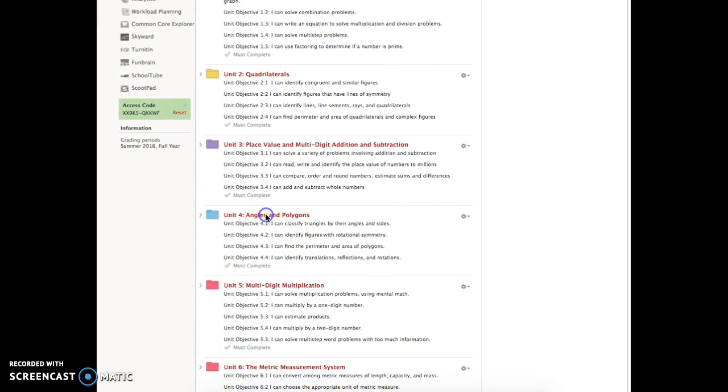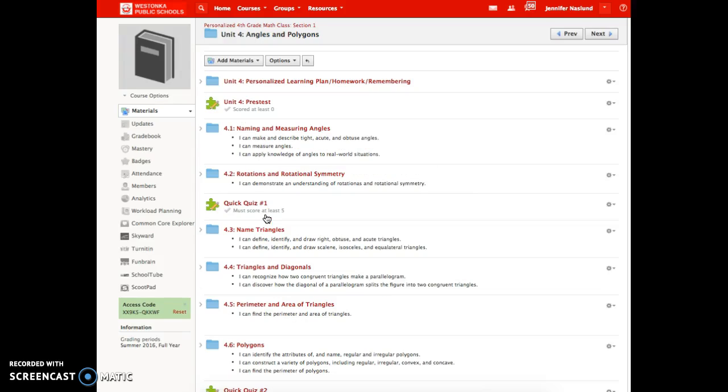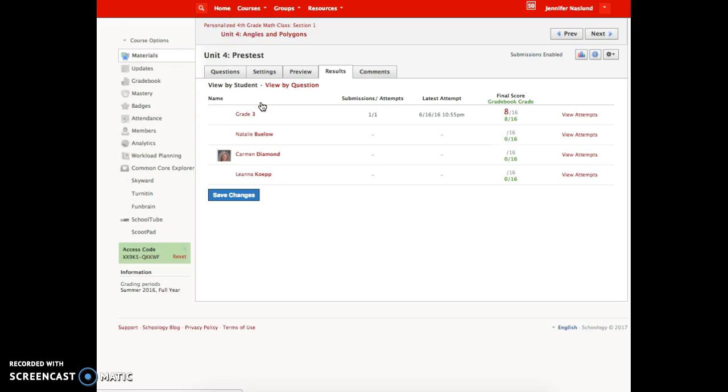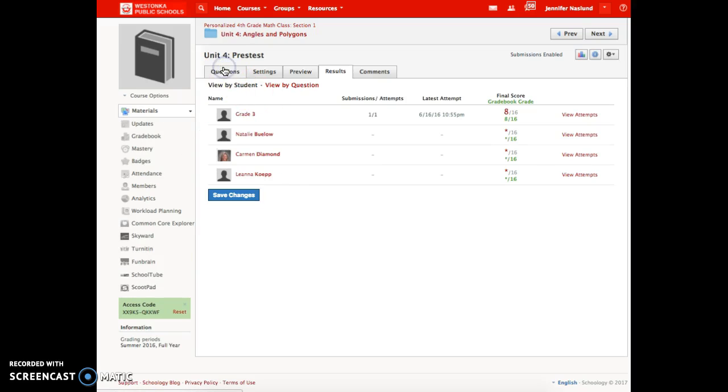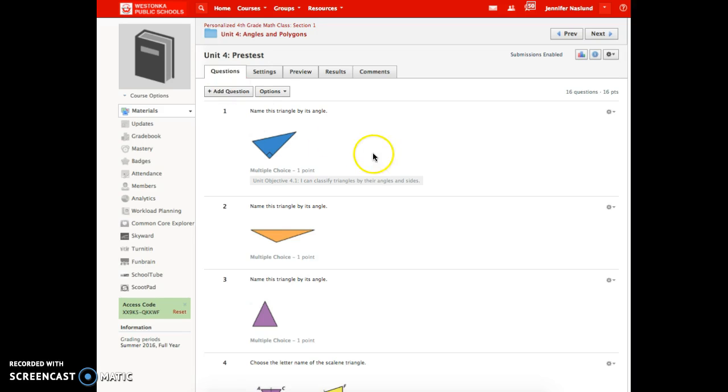Within the units, I'm going to pick unit 4 here, the kids would click on them and everyone would start the unit by taking a pretest. And if we click on a pretest, I'm going to show you an example. Our pretests are tied to our unit objectives.